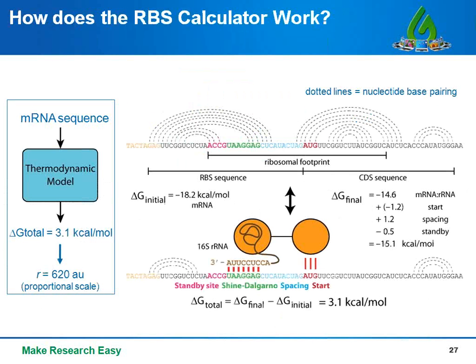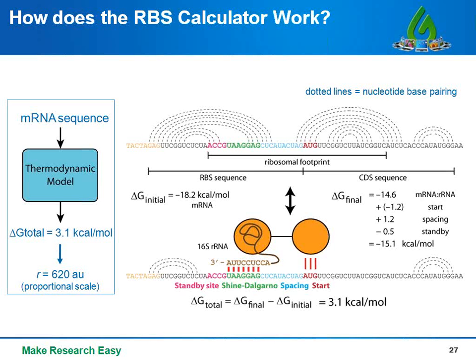So how exactly does the RBS calculator work? Again, it takes your mRNA sequence input and puts it into a thermodynamic model that actually calculates the Gibbs free energy of the interactions, not only between the ribosome and the mRNA, but many other molecular interactions that are known to be important. And then it outputs your translation initiation rate on a proportional scale of arbitrary units. In this diagram, I just want to point out again that the ribosomal footprint spans the RBS sequence in the 5' UTR and also the beginning of the CDS sequence.